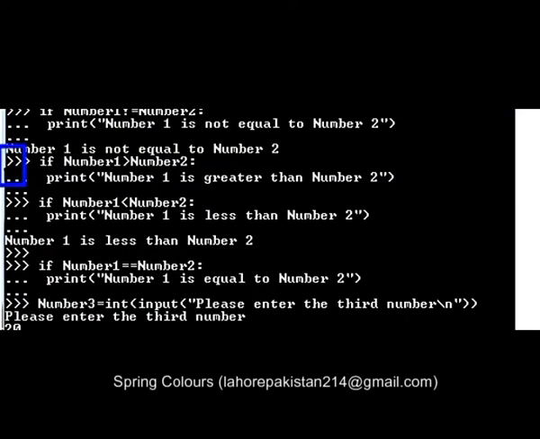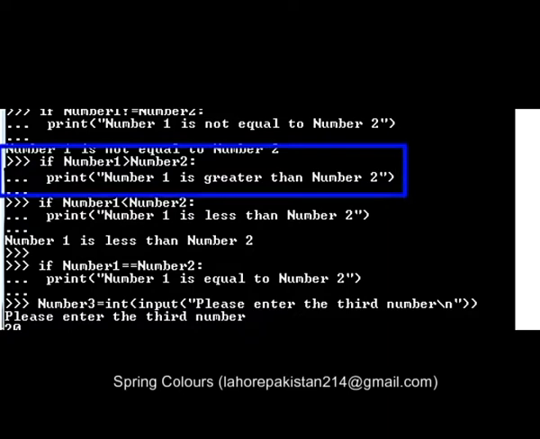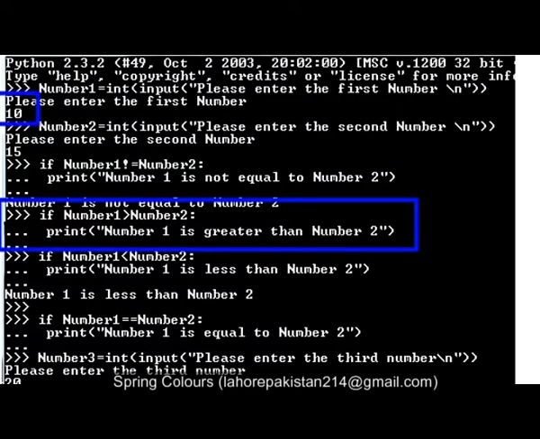Then comes the next comparison. If number 1 is greater than number 2, it should be printed on the screen that number 1 is greater than number 2. You can see that number 1 is 10 and number 2 is 15, and number 1 is smaller, not greater. So nothing is printed on the screen.